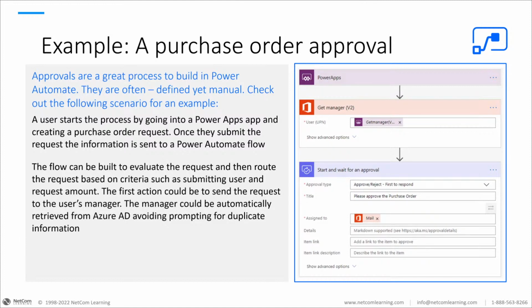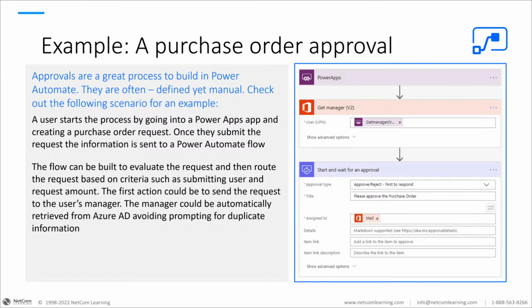So the approval type in this case is approve/reject, first to respond. There might be a couple of different people that have the capability of approving, but whoever does it first is the first one to do it. That's all you need. And then you're going to get an email that says, please approve this purchase order. It's going to be assigned to whoever the manager is, which is what was caught from Get Manager in the previous step. It's going to have the details, the specific link that will support the approver approving that document, and then a description of that link. Okay, so that's the first part of the approval process.